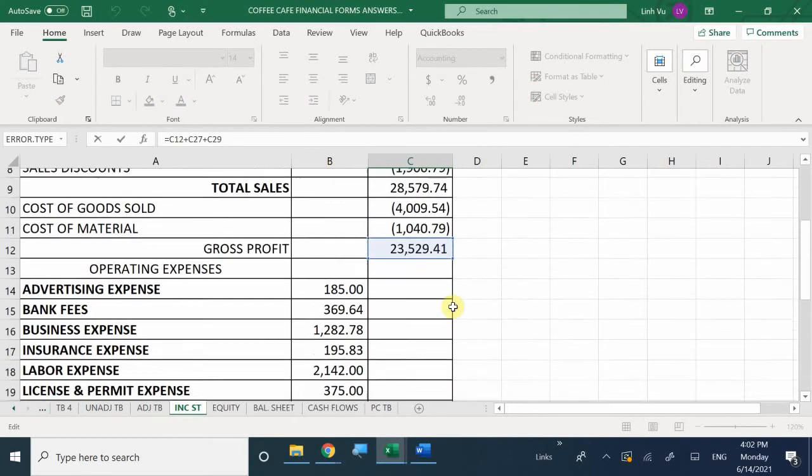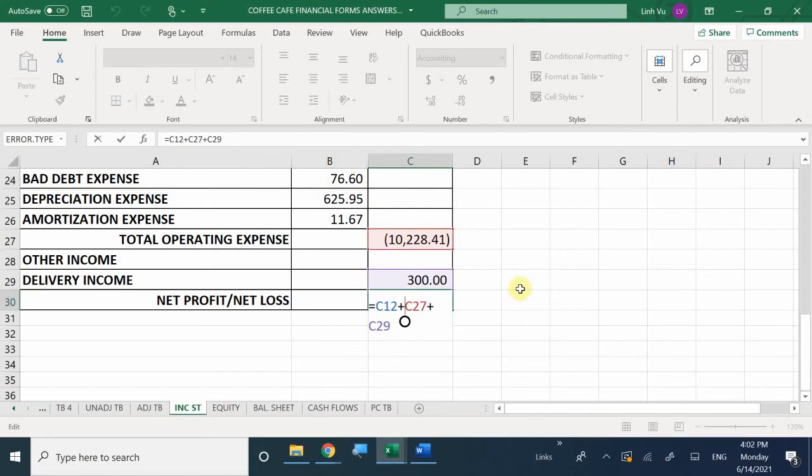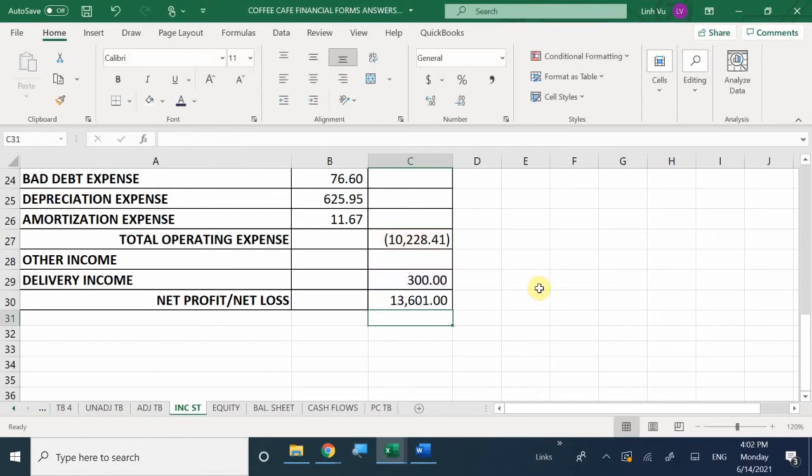Your gross profit. Okay, if you had this as a negative, you're going to add your operating expenses and you're going to add your other income. You can also equal sum it if it makes it easier for you. I got it. Okay, so there we go. Yes, we made a $13,000 profit. Okay, yay us.